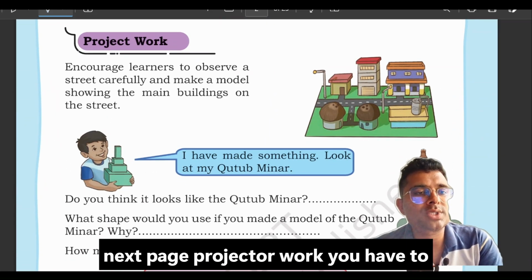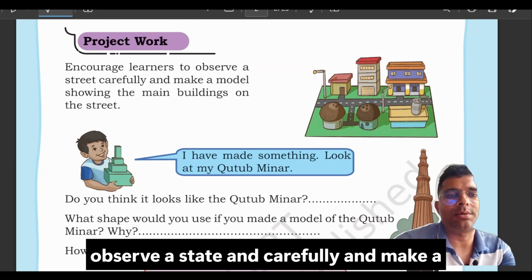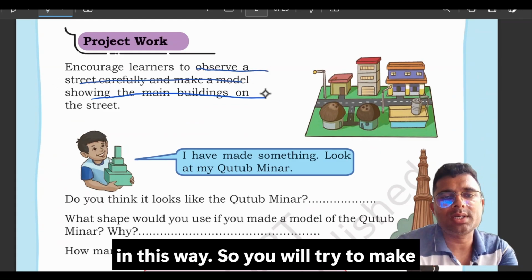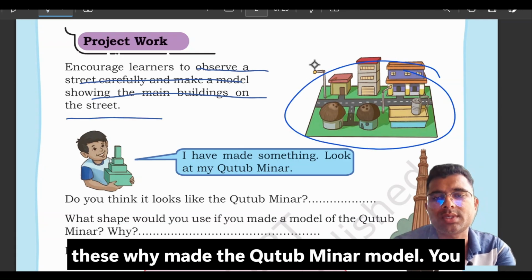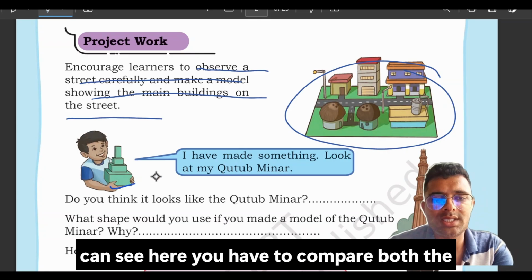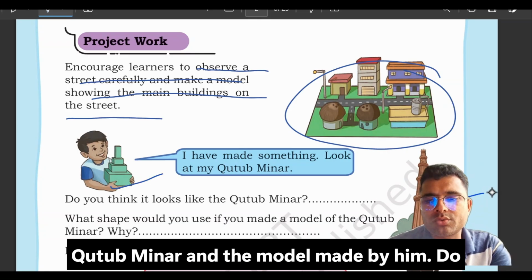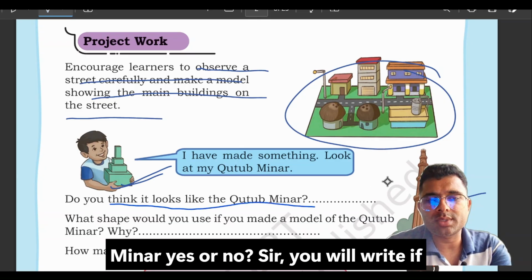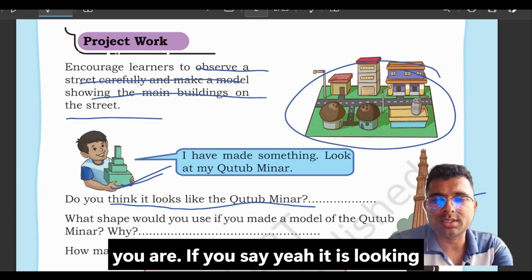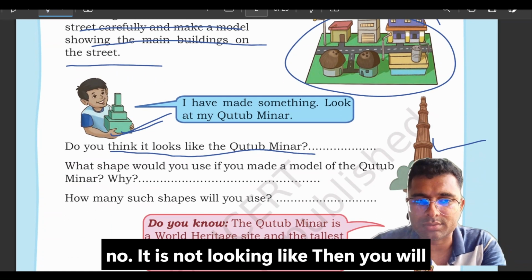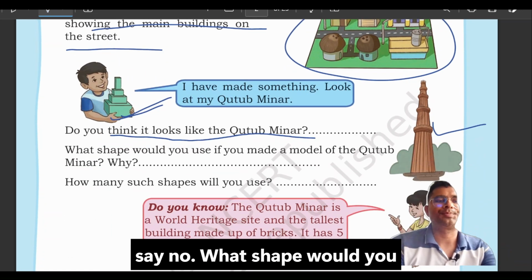Come to the next page, project work. You have to observe a street carefully and make a model showing the buildings on the street. In this way, you will try to make this. A boy made a Qutub Minar model. You can see here you have to compare both the Qutub Minar and the model made by him. Do you think it looks like the Qutub Minar? Yes or no? You will write. If you say it is looking the same, you will write yes. If you say it is not looking like it, then you will write no.